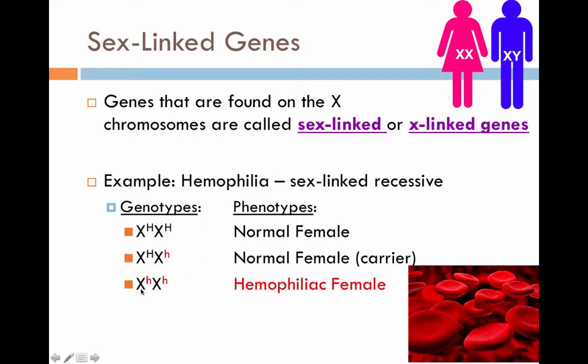This female has hemophilia. We know she's a female because there are 2 X's, and we also know she has hemophilia because she has the 2 recessive hemophilia alleles.